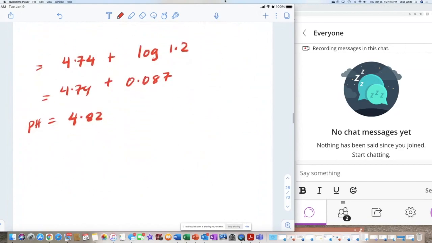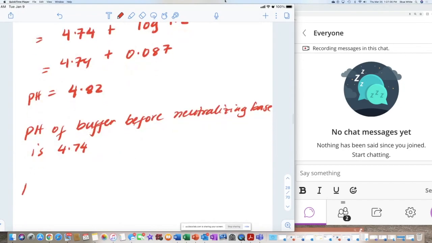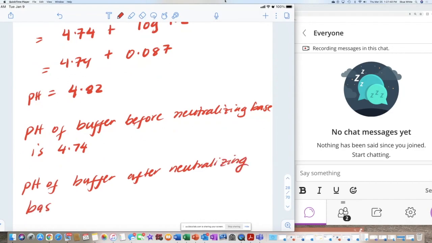Okay. So I'm about to conclude what I just did. The pH of the buffer before neutralizing base is 4.74. The pH of the buffer after neutralizing base is 4.82.